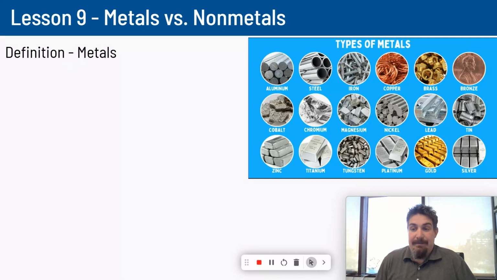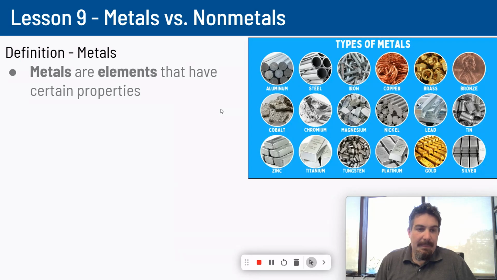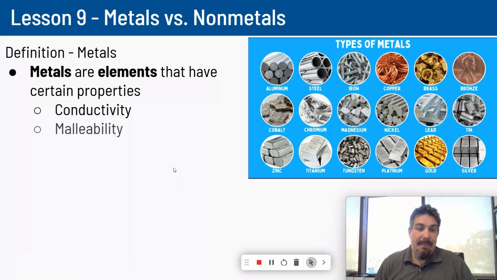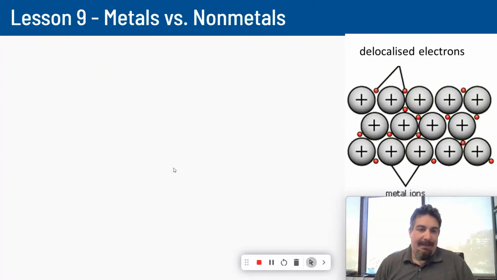So here's a lot of metals all put together for us to see. Some we actually messed with during our lab: aluminum, iron, copper, brass, zinc. Okay, so metals are elements. So they are a pure substance that is unique, and all atoms of that substance share properties. And these metals have certain properties, which are conductivity, malleability, reactivity, ductility.